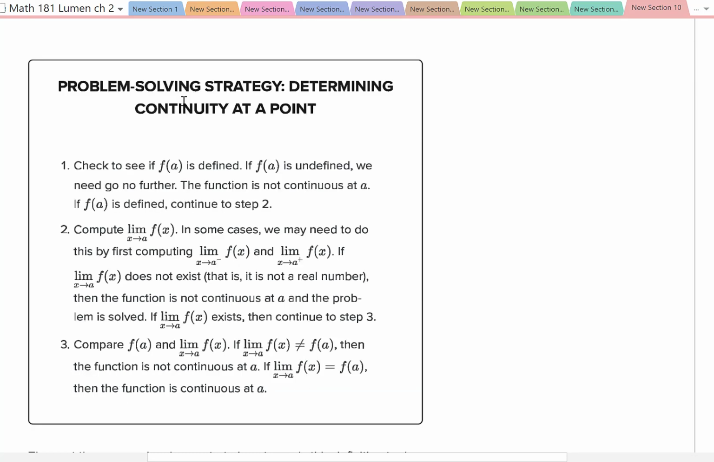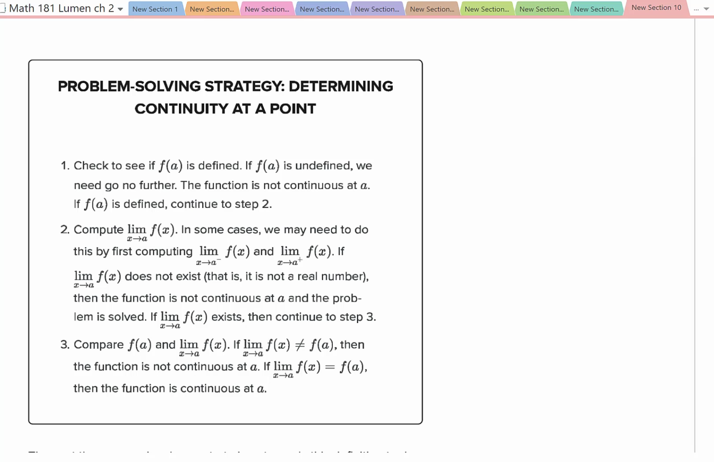Okay, so how do we check that? Here's a little breakdown of the three steps. Check to see if f of a is defined. If f of a is undefined, we need to go no further. The function is not continuous at a. If f of a is defined, then go to the next step.